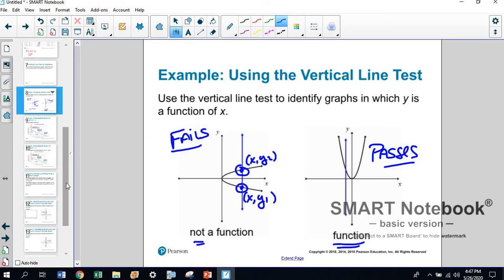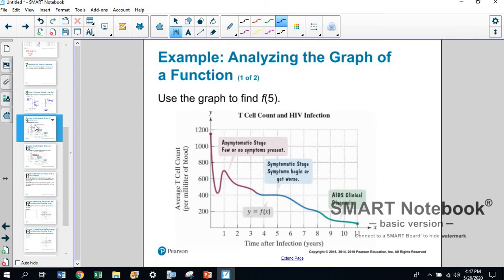All right? And now we have to be able to look at graphs and get some information from them. So if I give you this function that represents the time after being infected by HIV and the average T cell blood count, T cell is a positive count for your blood, and so we want to find f of 5, and we want to talk about what that means. So f of 5 means what? X is equal to 5. X is the number of years after infection.